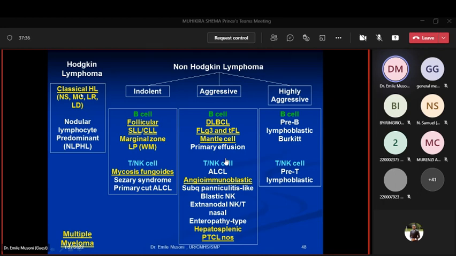Here there is a summary of those lymphomas. Classical Hodgkin lymphoma has its subtypes. In non-Hodgkin lymphoma, there are indolent, aggressive, and highly aggressive types. For example, indolent ones are follicular lymphoma and small lymphocytic lymphoma. It can be either B or T. T-cell lymphomas have a poor prognosis compared to B lymphoma.